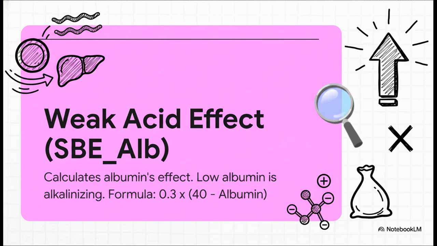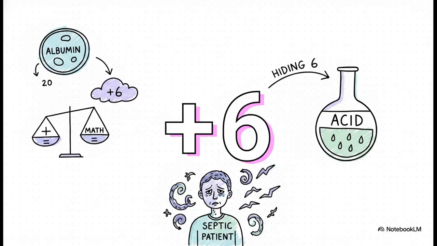Now let's move on to step 3, which accounts for albumin. Now this one is a little counterintuitive, so stick with me. Because albumin is a weak acid, when you have a low level of it, it actually has an alkalinizing effect on the blood. Kind of weird, right? Now this is where it gets really interesting. Our patient's albumin is low, it's at 20. So let's do the math. 40 minus that 20 gives us 20. Then we multiply by 0.3, and that equals +6. This means their low albumin is actually acting as a base, and it's hiding a full 6 millimoles of acid that we would have completely missed otherwise.